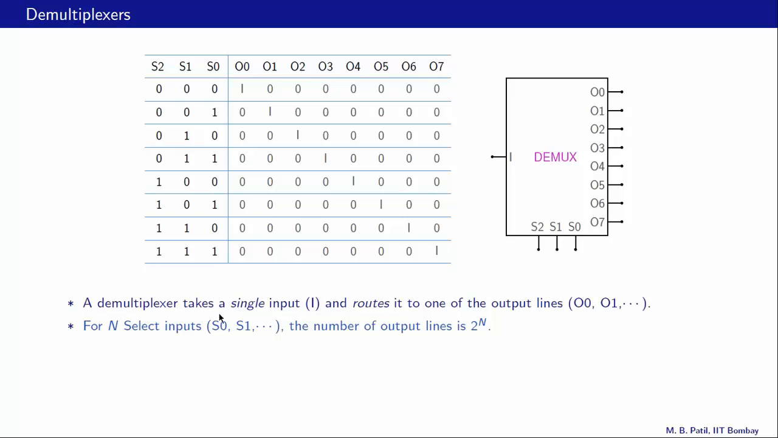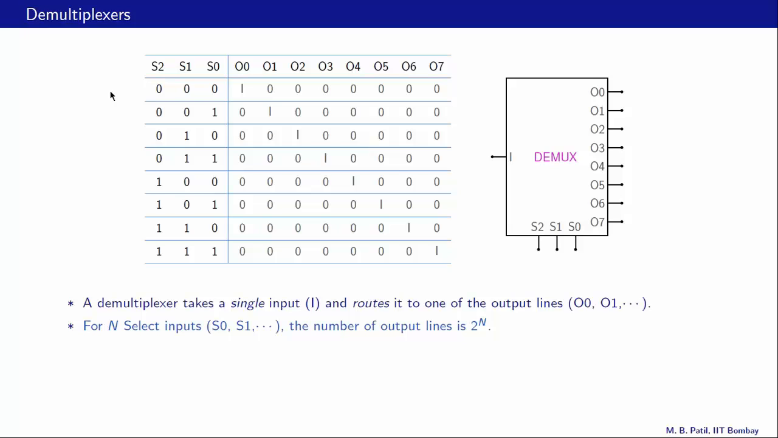A demultiplexer takes a single input I, this one, and routes it to one of the output lines, in this case O0, O1 up to O7. So in terms of functionality, it is exactly the opposite of what a multiplexer does. And if there are n select inputs, in this case n is equal to 3, then the number of output lines is 2 raised to n. So in this case we have 2 raised to 3 or 8 output lines.